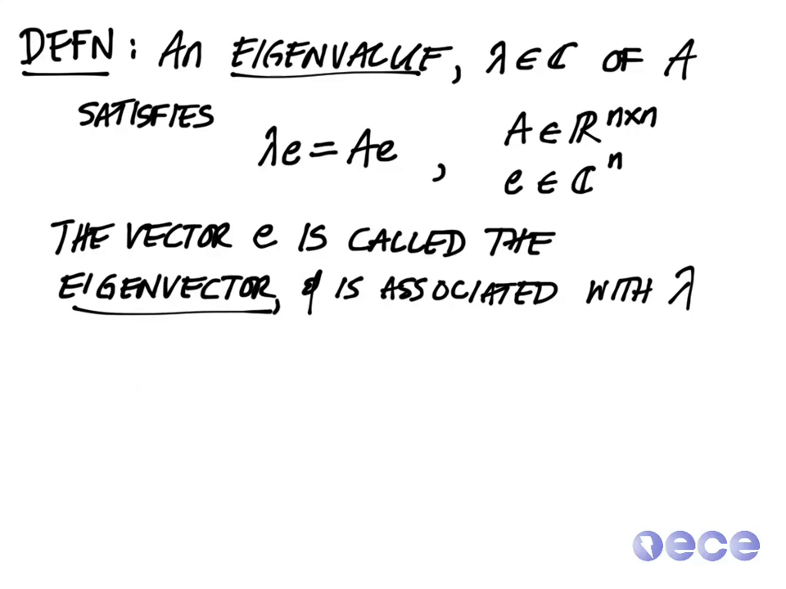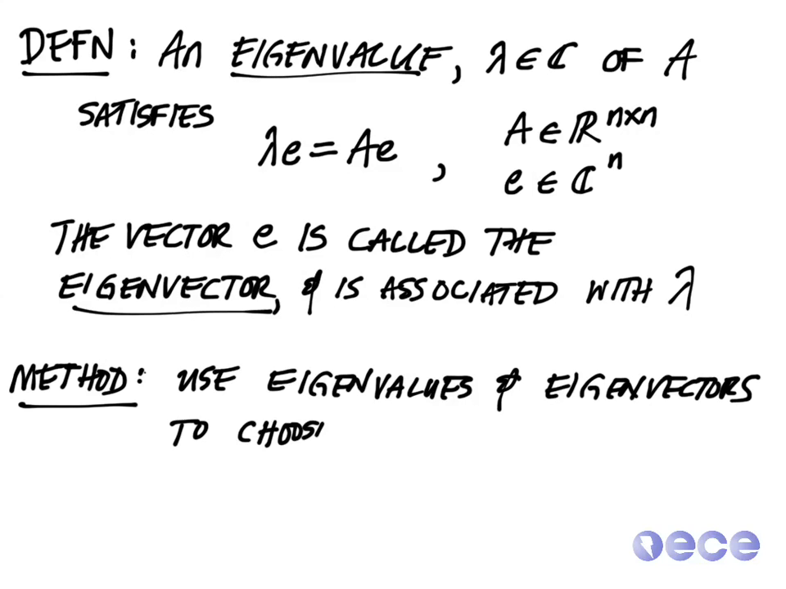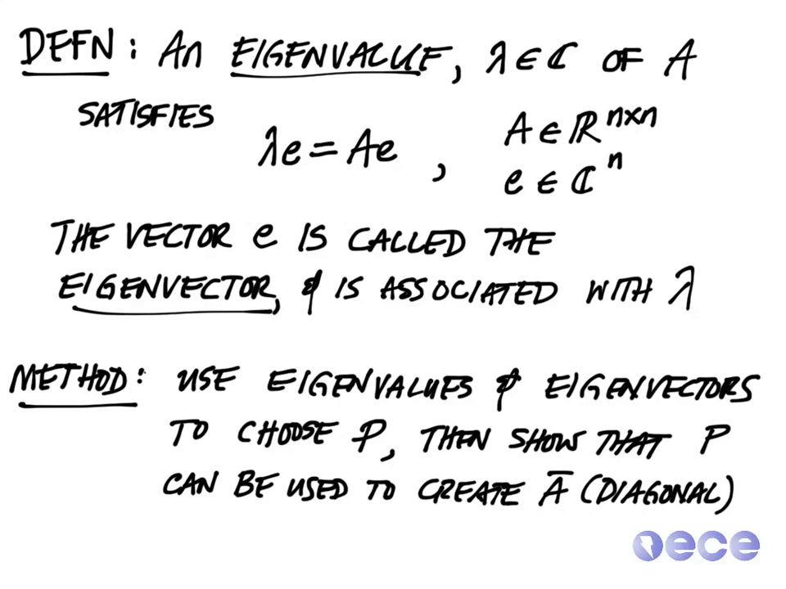So for example, depending on the size of your matrix A, you'll have as many as n unique eigenvalues and eigenvectors. So we're going to calculate the eigenvalues and eigenvectors of A to produce P. And I'll show you in a minute that if we use eigenvectors and eigenvalues to produce P, then we will definitely get a diagonal matrix if P is invertible.